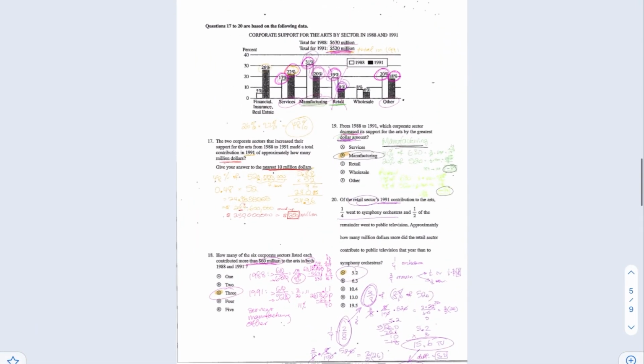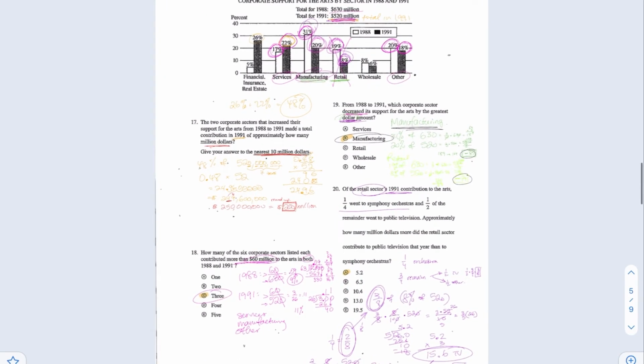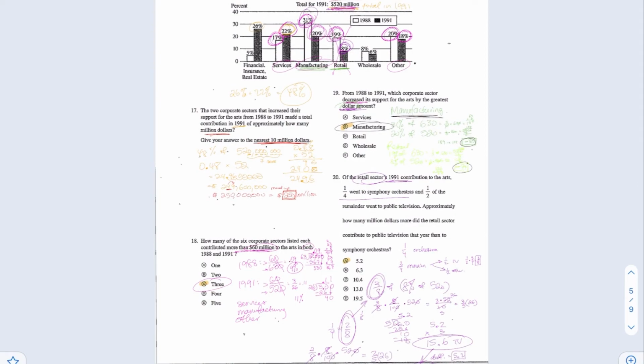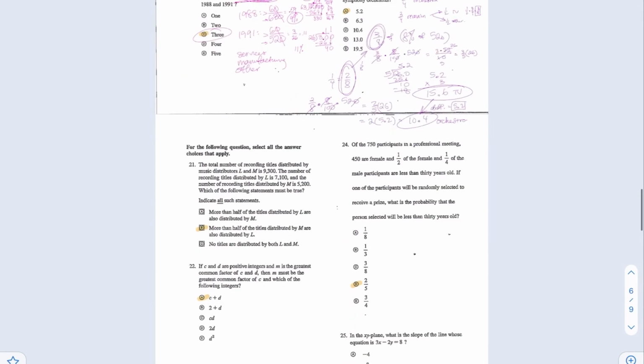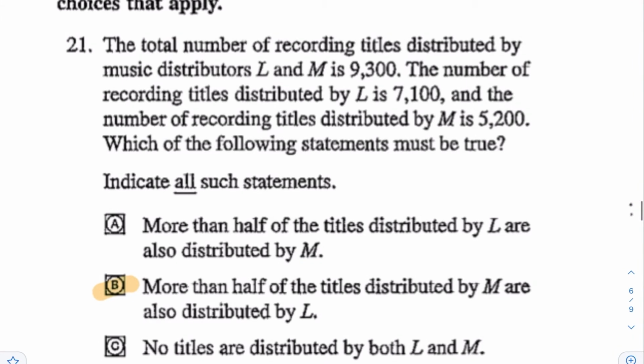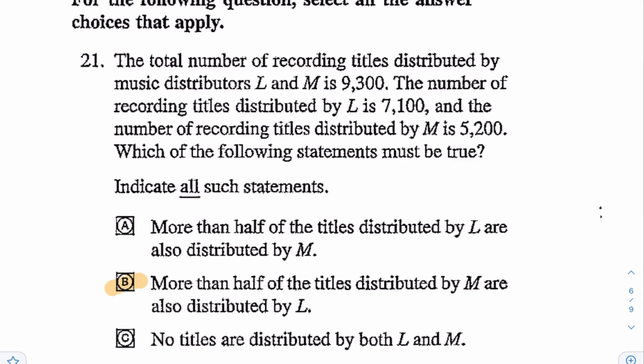So here's a summary for this page about reading this bar graph and percentages. Next, you have to select all the answers that apply.